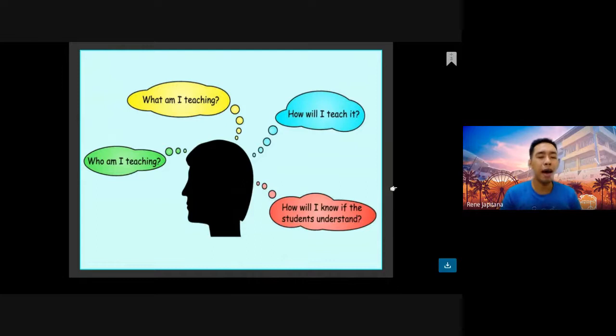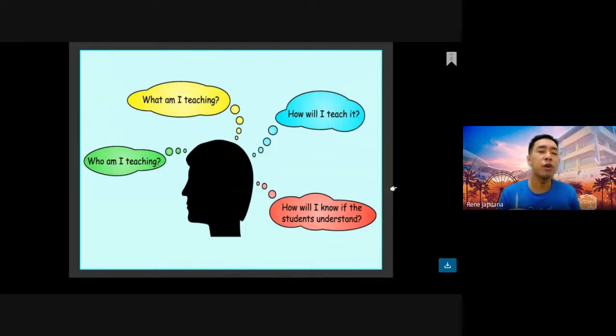Next, who am I teaching? The type of learners that you have, their grade level, their ability, their readiness to learn. That's what we discuss in the principles of learning. So, who are our expected learners? What type of learners do we have? It's in the lesson plan. If it is a toddler or if it is an adult learner, of course, it will really differ. The strategies, the methods, the techniques will be different.